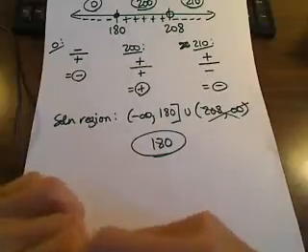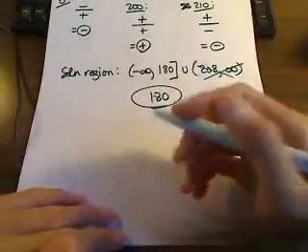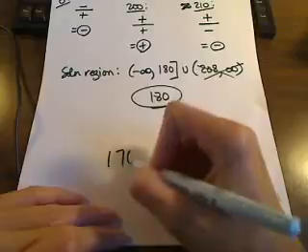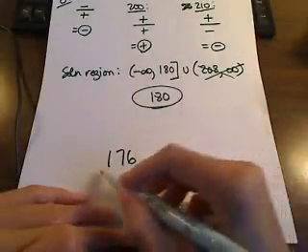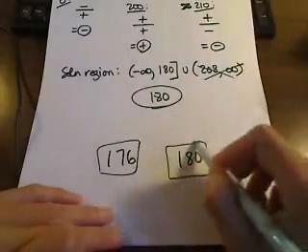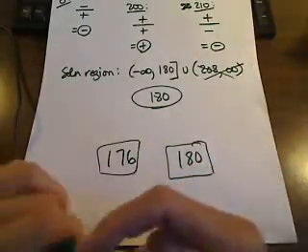So the way they're asking you to fill this in, the number of cards dealt must be more than 176 and less than or equal to 180. And those would be the two numbers that you would plug in this problem.